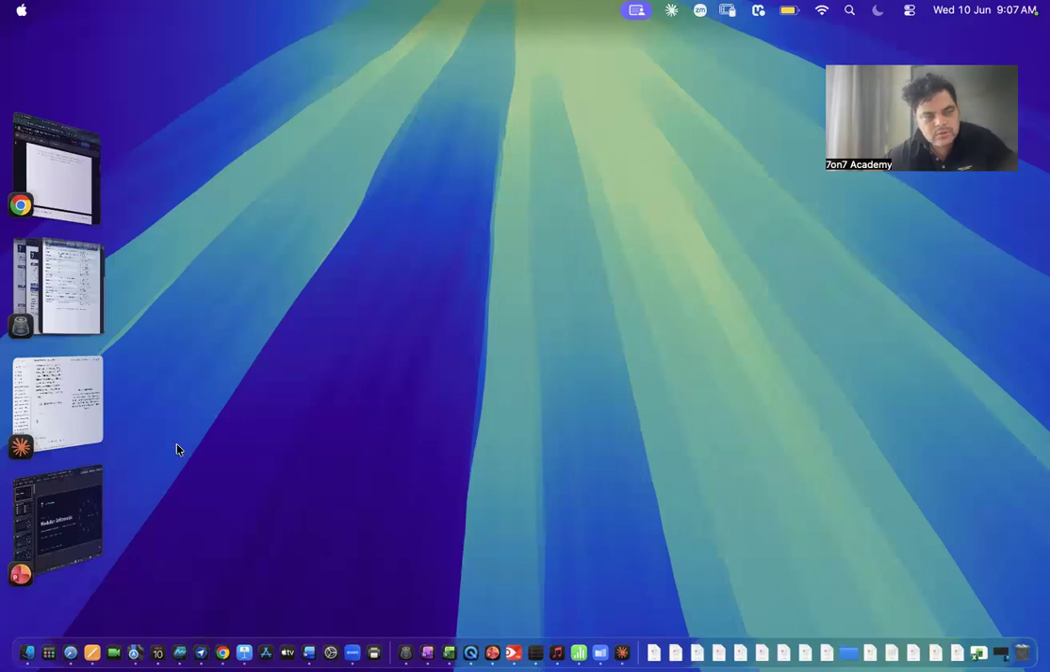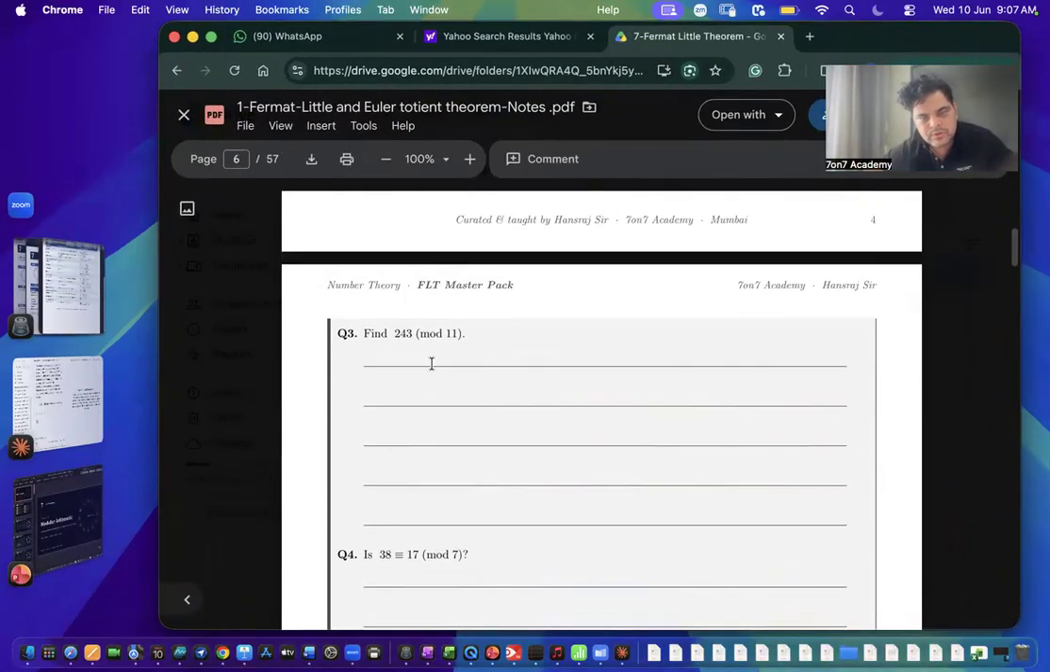You can't see my screen, no? No. Okay, I just have to change the settings. You share the entire desktop. Now can you see? Okay, so I'm going to this folder.